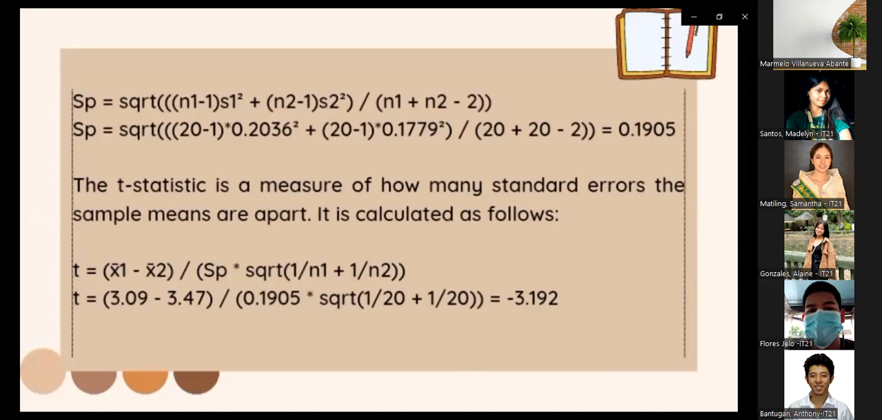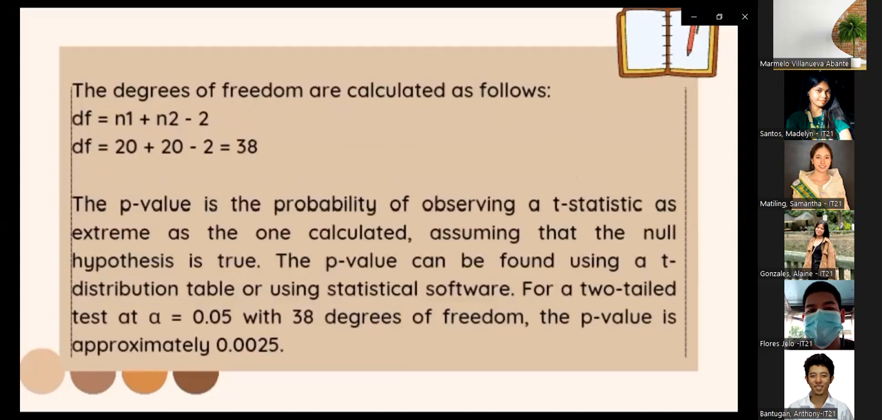The t-statistic is a measure of how many standard errors the sample means are apart. It is calculated as follows. t equals 3.09 minus 3.47, divided by 0.1905 times the square root of 1 divided by 20 plus 1 divided by 20, equals negative 3.192. The degrees of freedom are calculated as follows. df equals 20 plus 20 minus 2, equals 38.